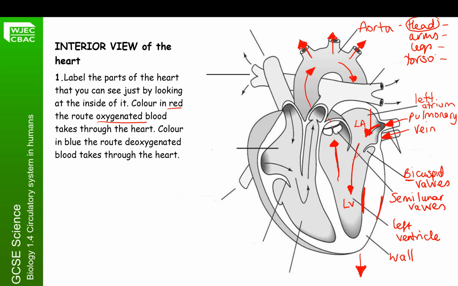So the first thing we've got is two blood vessels, one coming in from here and one coming in from here. And these blood vessels are veins, because remember, veins come into the heart and arteries leave. And these veins are called the vena cava. Okay, so that is their special name, the vena cava.